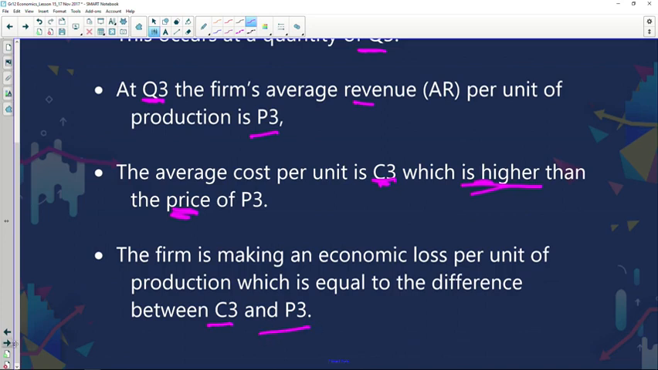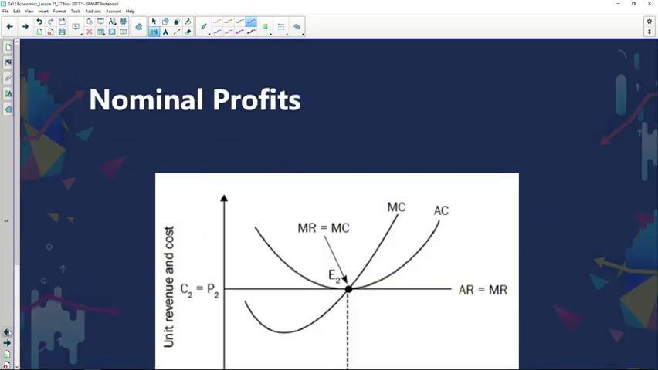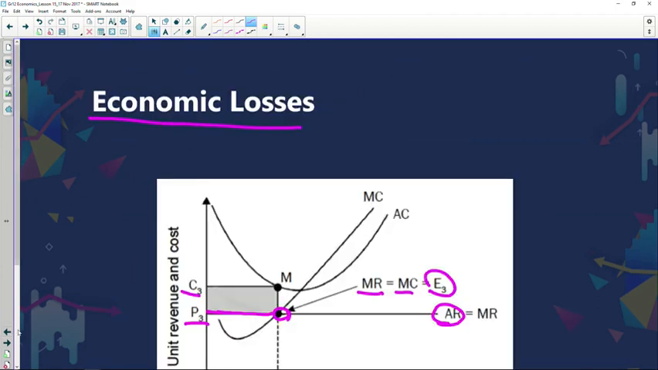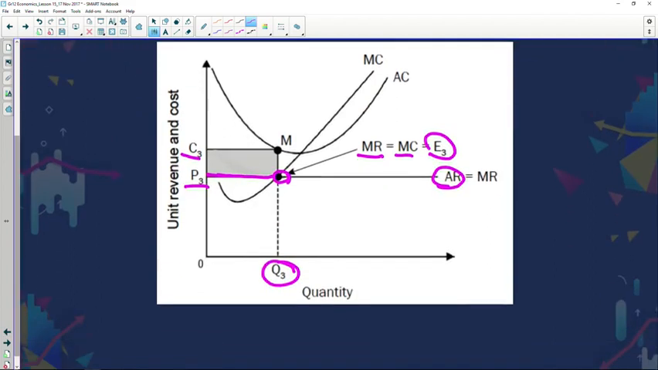And I've explained that. Let's just go back. I want the economic losses. Okay, so here's our market price over there at P3. And then at E3, we are maximizing our profits, and the quantity there would be Q3.